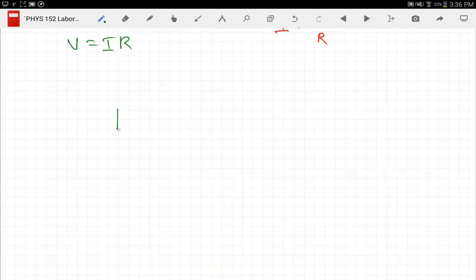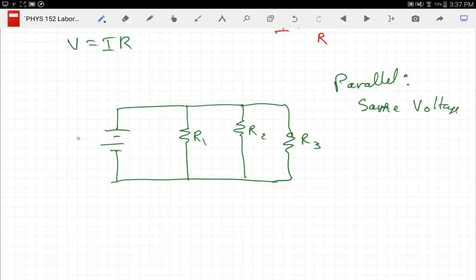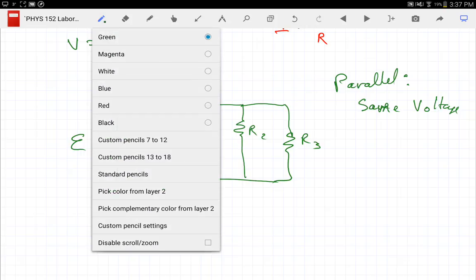If I take a power supply and I connect it to three resistors, R1, R2, and R3. First of all, are these series or parallel? And given that these are parallel, what's the same for all of them? Same, not save, same voltage. So I have some EMF here, and in terms of current, how is current going to flow?